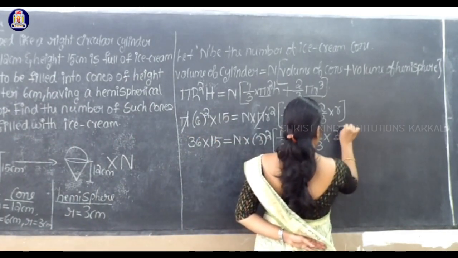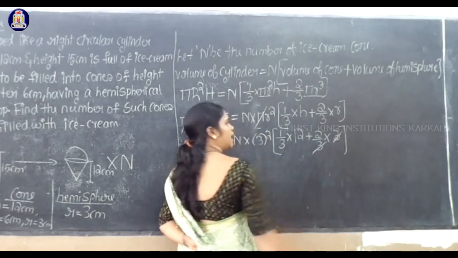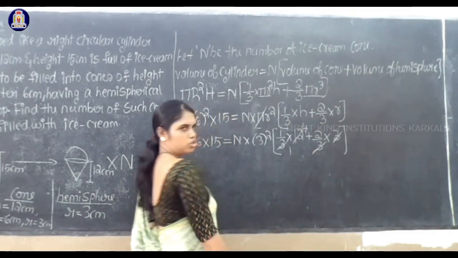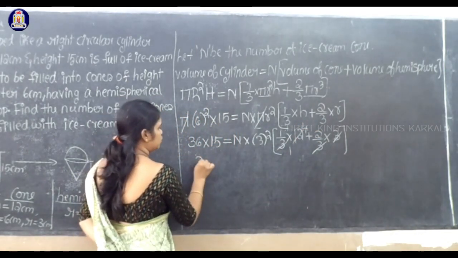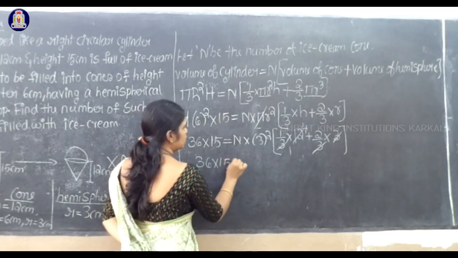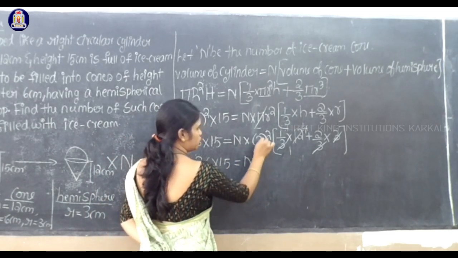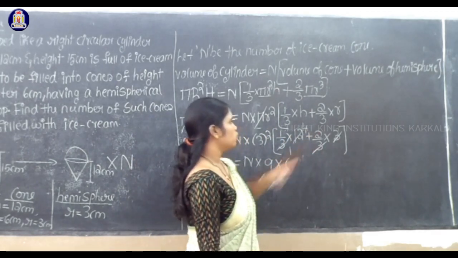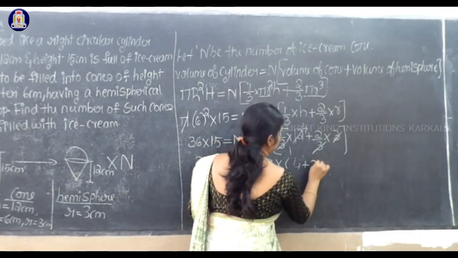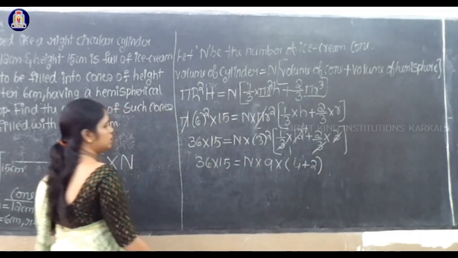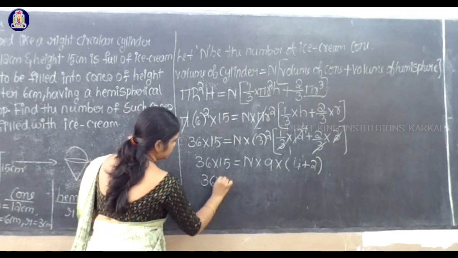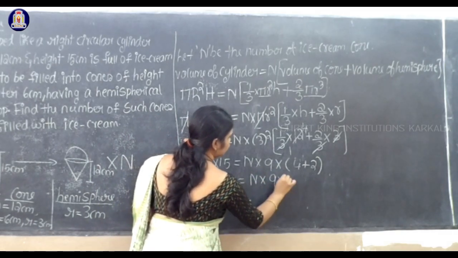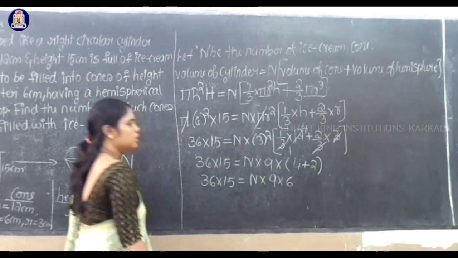So now shall I cancel this 3 and 3? Yes. So again 3 ones are 3, 3 fours are 12, right? So 36 into 15 I'll write as it is, equal to n into 3 square equal to 9 into 4 plus 2. The 4 plus 2 will remain inside the bracket, isn't it? So next, 36 into 15 as it is, equal to n into 9 into 4 plus 2, equal to how much? 6.